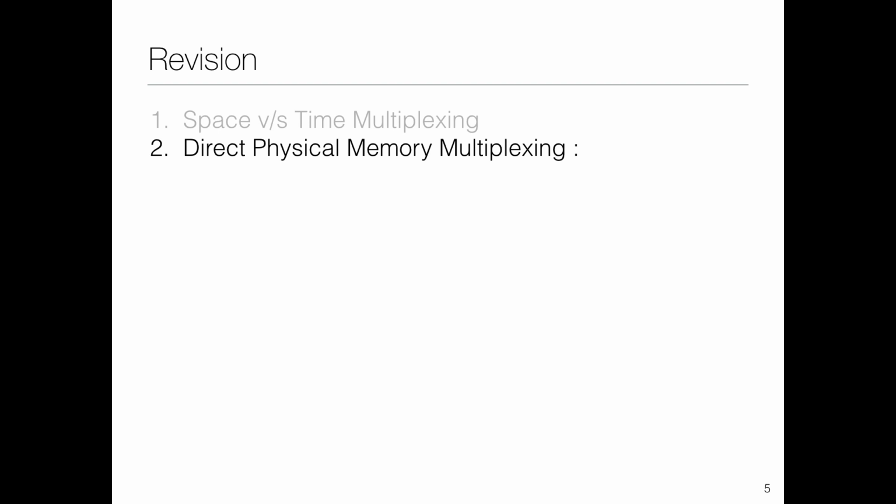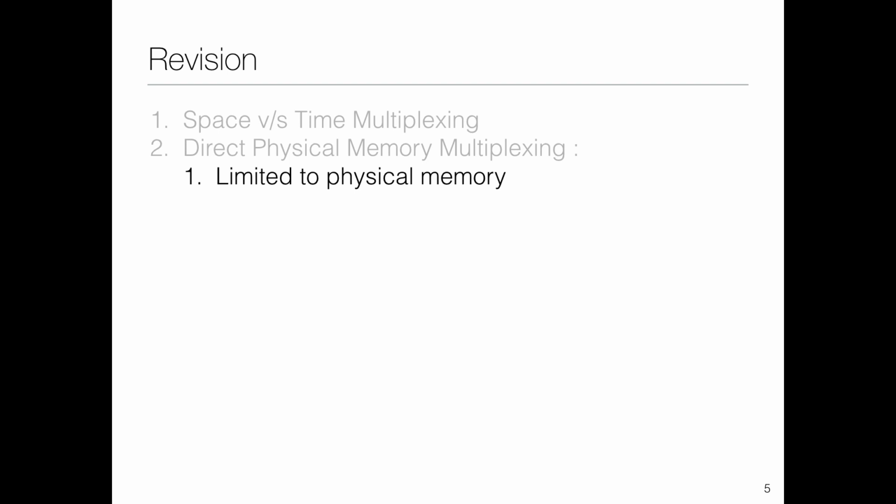We'll also do a very quick revision of what we studied yesterday. Space versus time multiplexing. Space multiplexing, the simplest example is cake, memory. Time multiplexing, the simplest example is classroom, CPU scheduling. We saw direct physical memory multiplexing where we looked up an actual RAM chip. One of the disadvantages is that it's limited to the physical memory. Any other disadvantage of this that we discussed yesterday? Fragmentation.